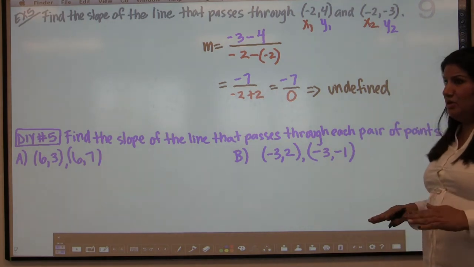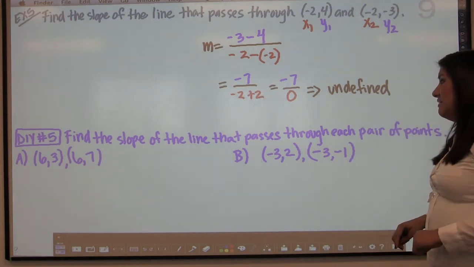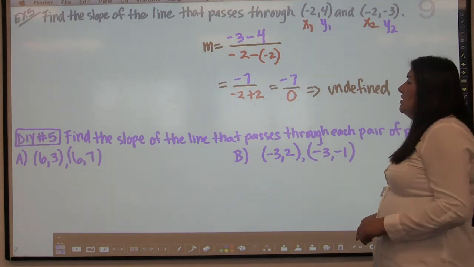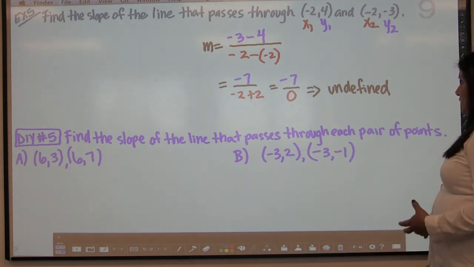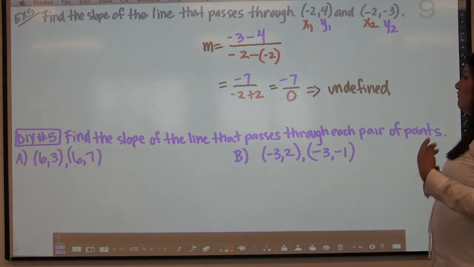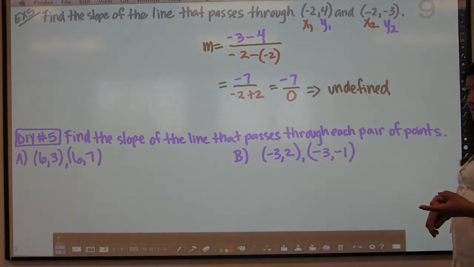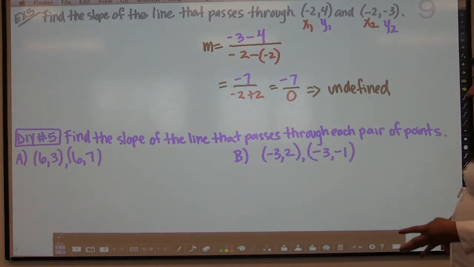Negative 7 divided by 0 is not 0. Negative 7 divided by 0 is undefined. So it's very important that you not put 0. It's undefined. So now we have 4 options. We can have a positive slope, a negative slope, a 0 slope, and an undefined slope.